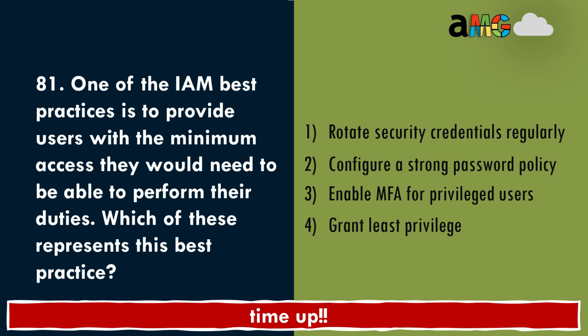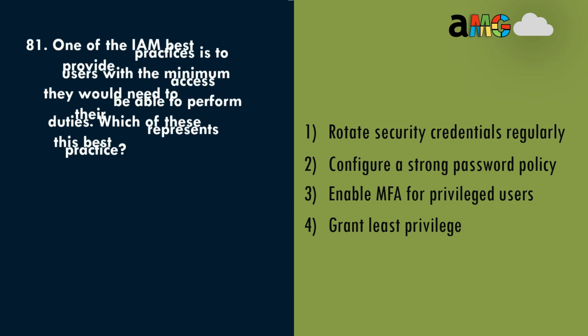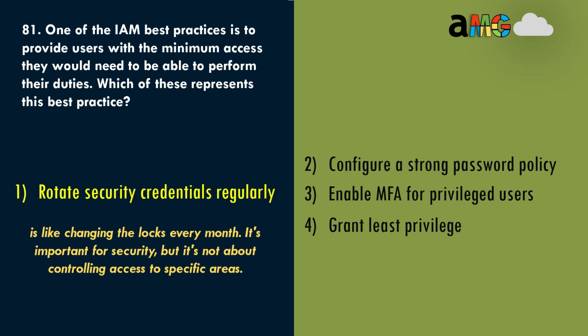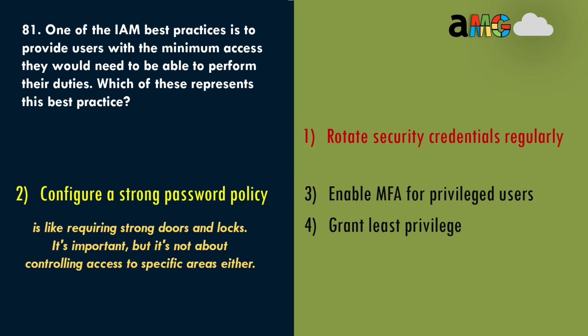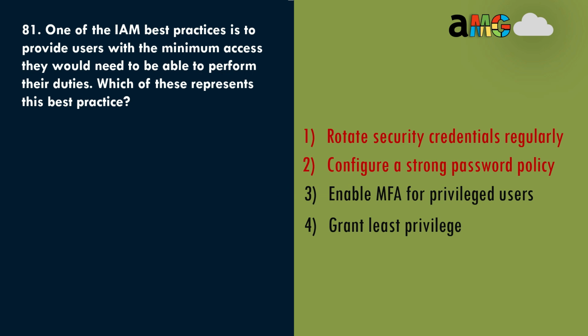Okay, time up. So let us analyze the answers now. Okay. First option, rotate security credentials regularly, is like changing the locks every month. It's important for security, but it's not about controlling access to specific areas. Okay, hope you get that. So this is the wrong answer. Option 2, configure a strong password policy, is like requiring strong doors and locks. It's important, but it's not about controlling access to specific areas either. Okay, so this is also the wrong answer.